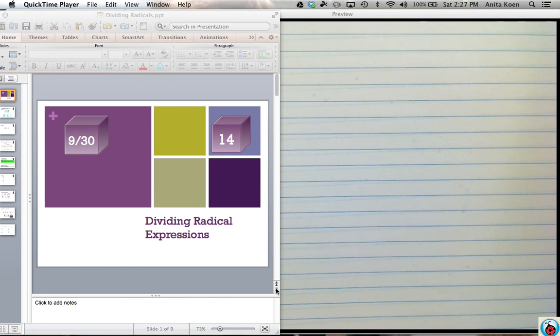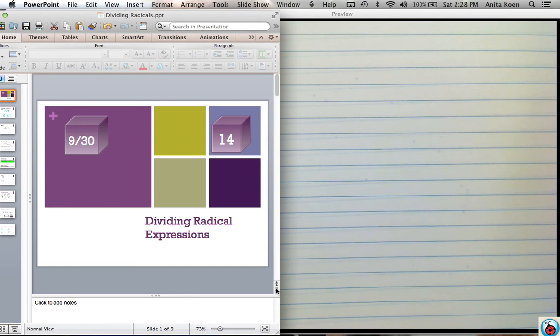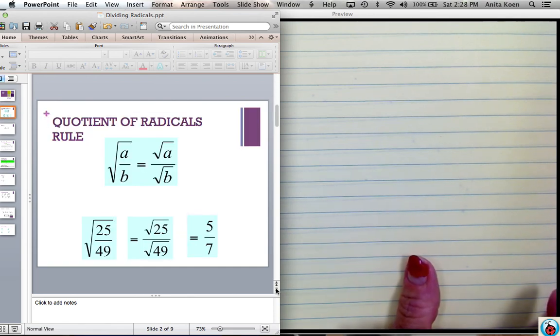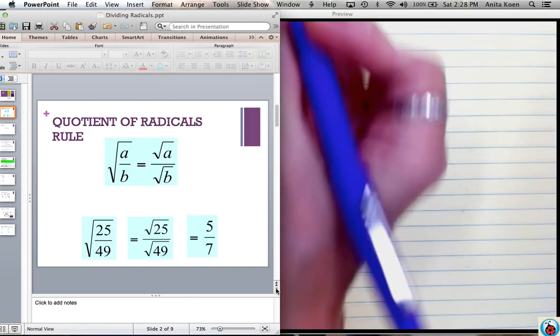Hi guys, today we're going to be talking about dividing radical expressions, and this is log page 14 in your logbook. The first thing that we're going to talk about is the quotient of radicals rule.